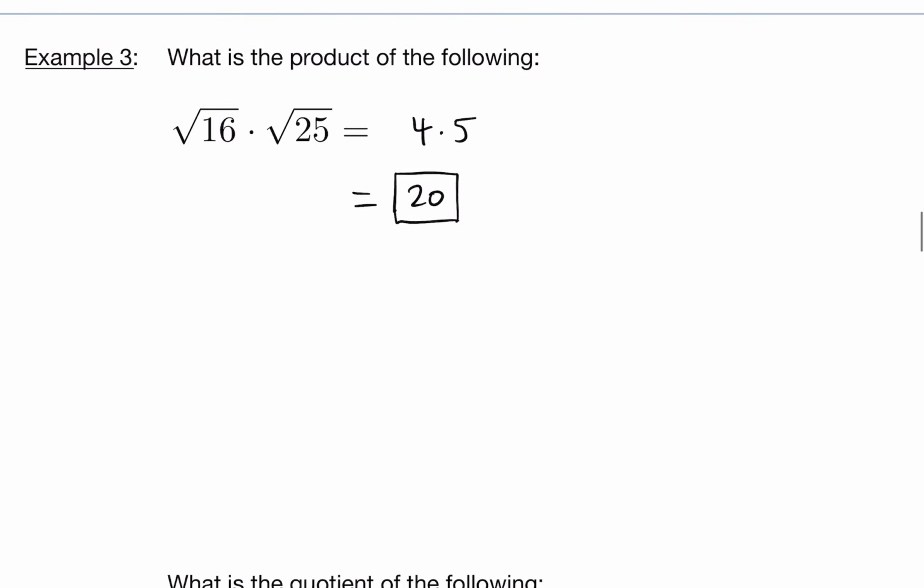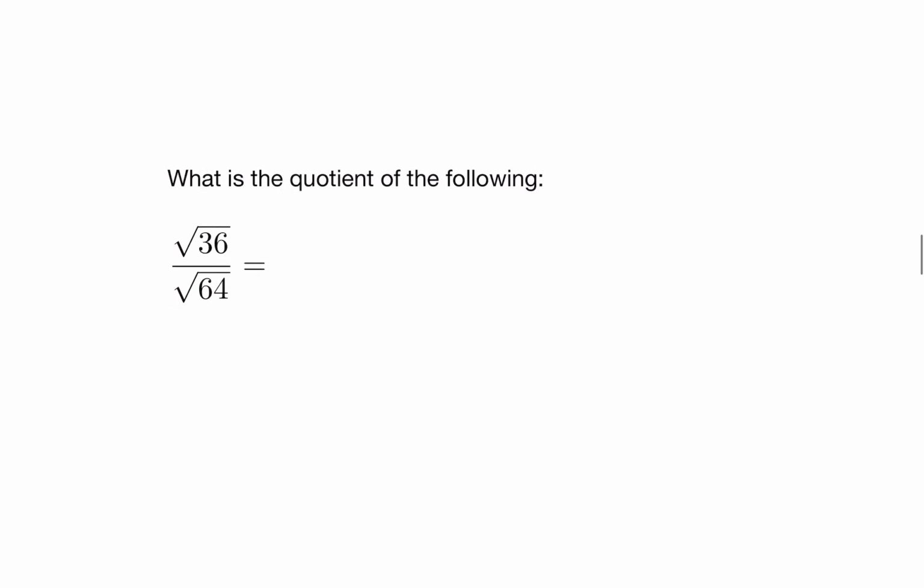Okay, now let's take a look at a quotient example. Same scenario. We're going to take the square root of 36 divided by square root of 64, and hopefully you recognize that both 36 and 64 are perfect squares. Okay, so then the square root of 36 we know as 6, and the square root of 64 is 8. Okay, and 6 over 8 both have factors of 2 that can be taken out. Okay, so this reduces to 3/4. Okay, so that works out to be our answer.